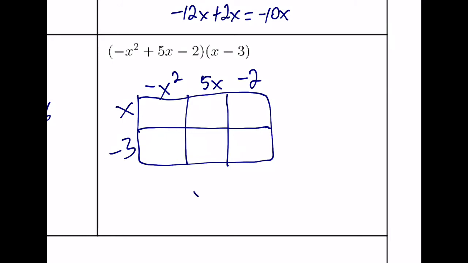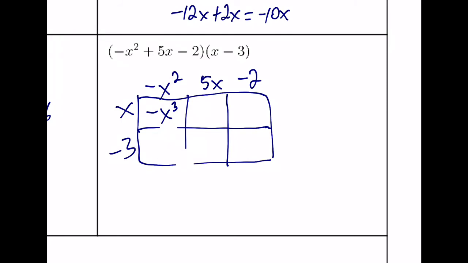And for this row and column, it ends up being x multiplied by negative x squared. And this is a different problem than we've seen before. We can multiply the coefficients first, 1 times a negative 1. And now we count up how many x's we have. Well, we have x to the first power and x to the second power, so we add them together and we get negative 1x cubed, or just negative x cubed.